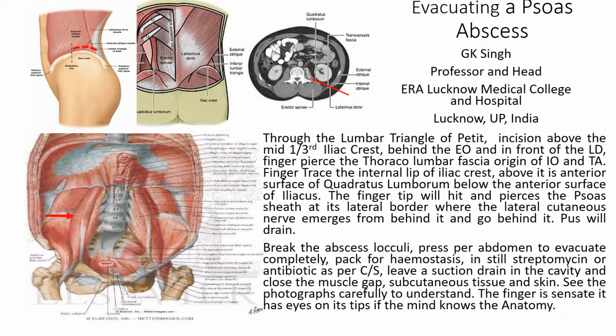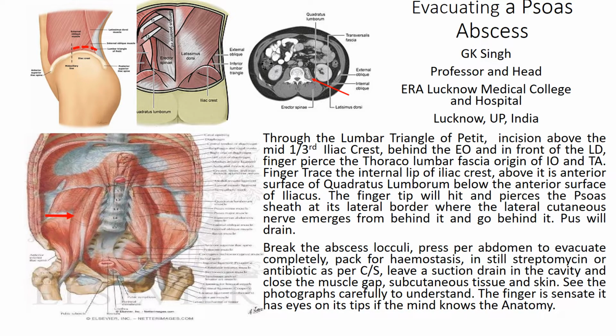the colon and the kidney and everything would lie anterior to your finger, and the quadratus lumborum, the iliac crest and the iliacus will lie posterior to it, and you'll hit the lateral border of the psoas. So through the lumbar triangle of Petit, above the middle third of the iliac crest, behind the external oblique and in front of the latissimus dorsi, the finger pierces the thoracolumbar fascia, which is the origin of the internal oblique and the transversus abdominis. Finger traces the internal lip of the iliac crest.